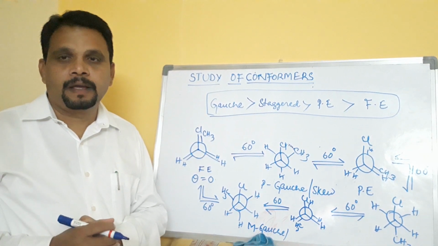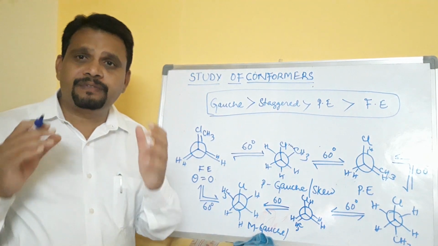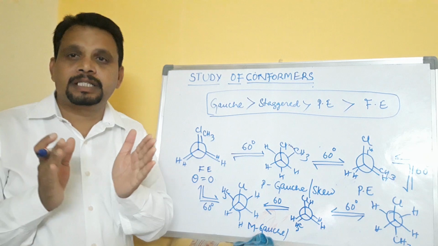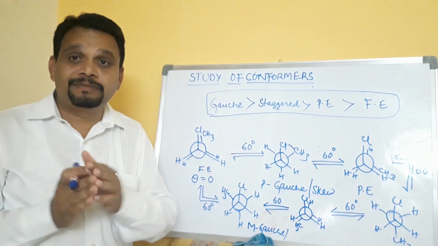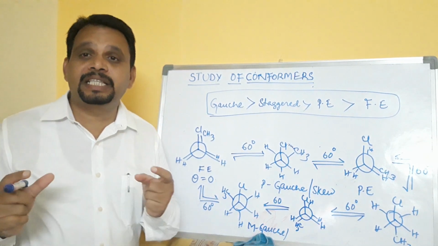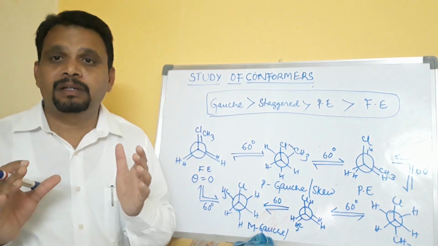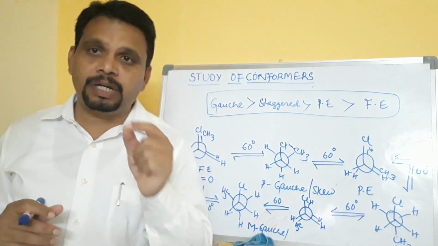Okay, if the distance is more than the van der Waals distance, there is a van der Waals attraction. If the distance is less than the van der Waals distance, then there would be van der Waals repulsion. You need to understand that.